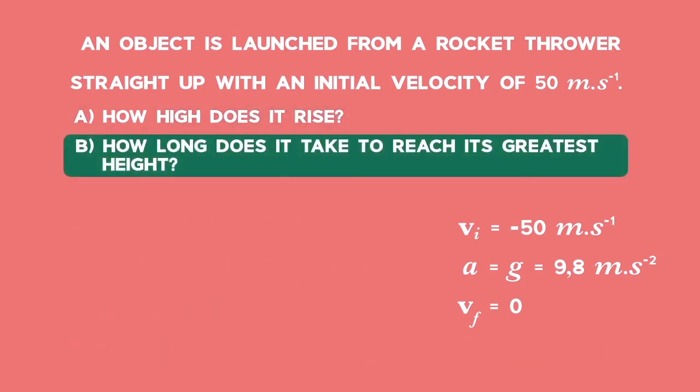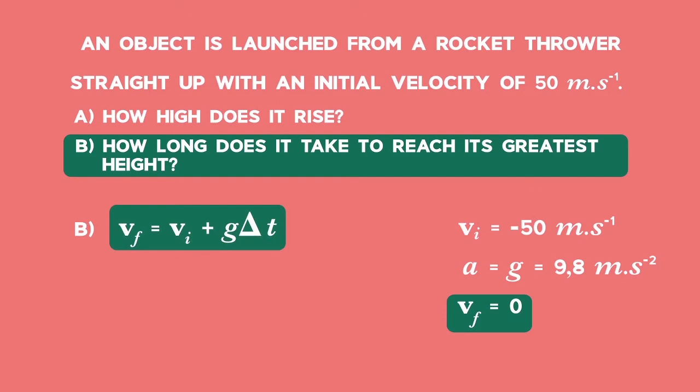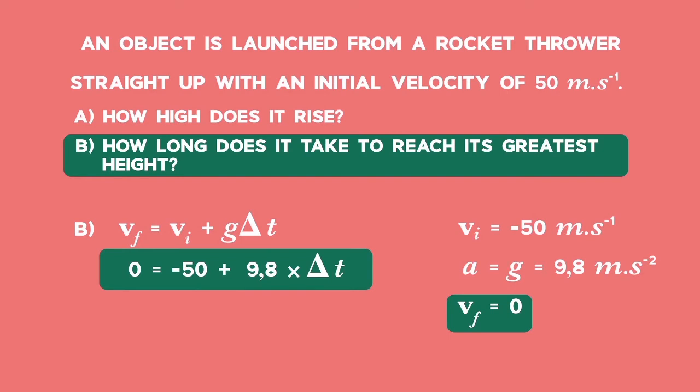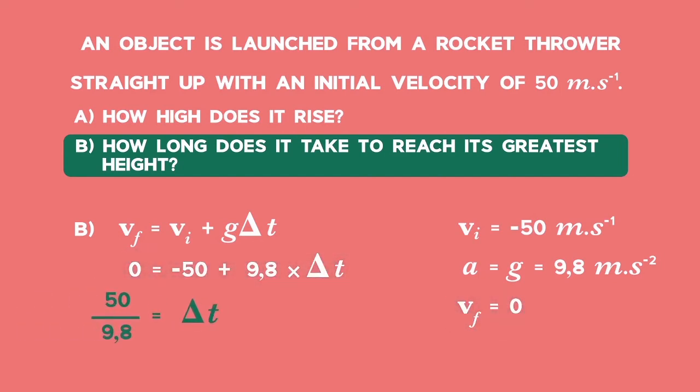Looking at part B, where it asks how long it takes to reach its maximum height, we have to choose an equation without displacement. We know that the velocity at maximum height is also 0. So we choose final velocity equal to initial velocity plus 9,8 times the change in time. Substituting into the equation, we have 0 equal to minus 50 plus 9,8 times the change in time. Taking the minus 50 across the equal sign and then dividing by 9,8, we get an answer of 5,102 seconds.